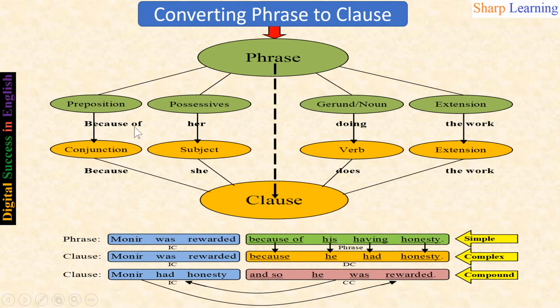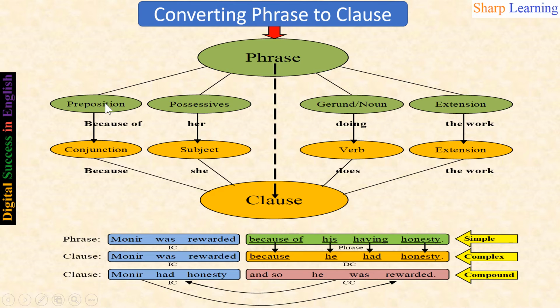See here, "because of her doing the work", this is a phrase. And how have we made a clause? "Because she does the work", or we can say "because she did the work". According to the tense, we can use does or did, no problem. So how have we transferred it?